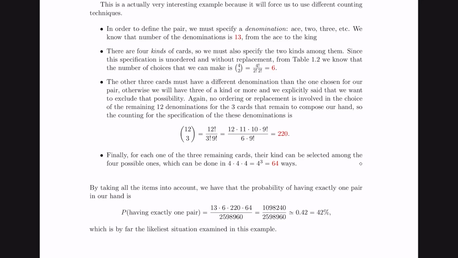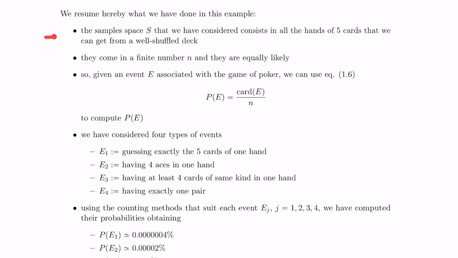This example was quite long, and so it's a nice idea to recap what we have done. The sample space that we have considered consists in all the hands of 5 cards that we can get from a well-shuffled deck of poker. These hands come in a finite number n and they are equally likely. So, given an event E associated with the game of poker, we can use equation 1/6 to write the probability of the event as the cardinality associated to the event divided by n.